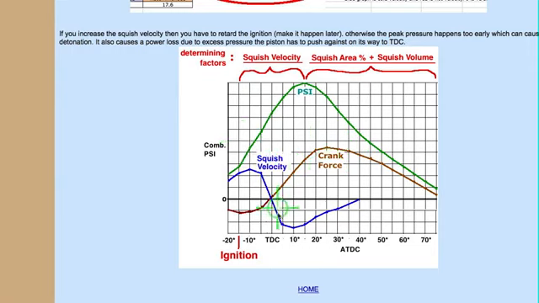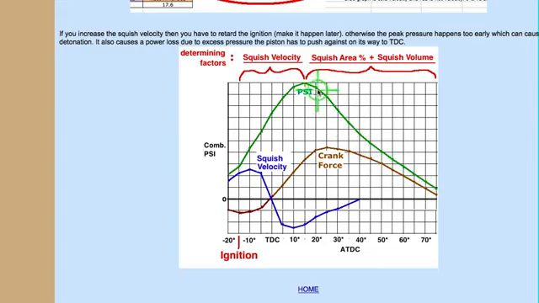If you look at this graph, this vertical line out here being top dead center, the squish velocity mostly controls this rise to peak combustion pressure. If that rise happens too quickly, you get detonation. This decline right here is mostly controlled by the squish volume.